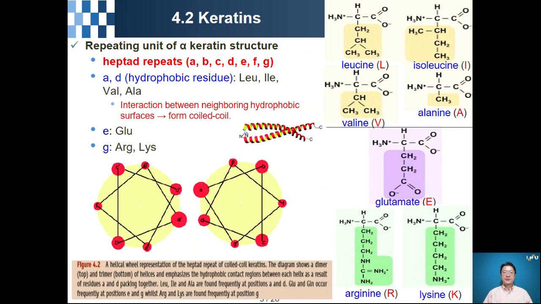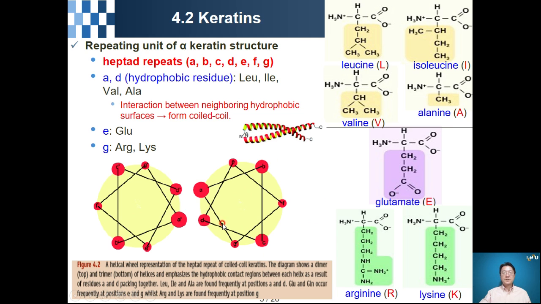Alpha keratin is composed of a repeating unit that we call a heptad repeat. Heptad means there are 7 amino acids. For example, this heptad repeat is A, B, C, D, E, F, G, and then again A, B, C, D, E, F, G, like this.